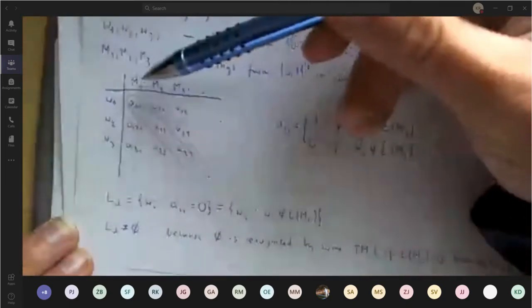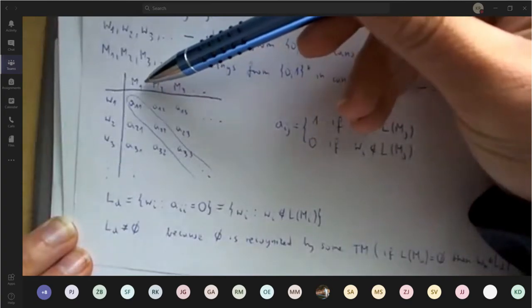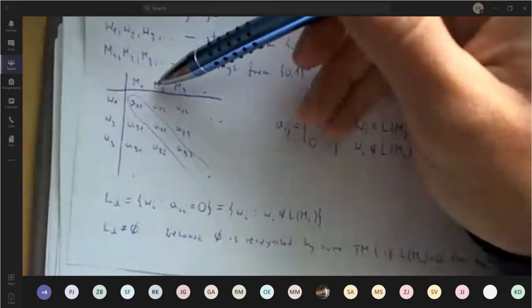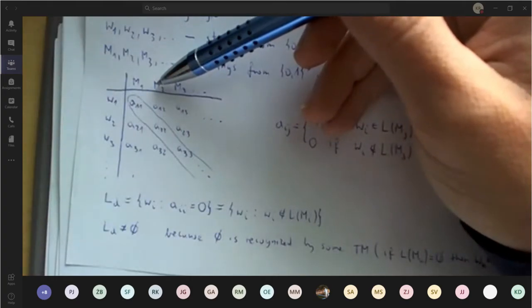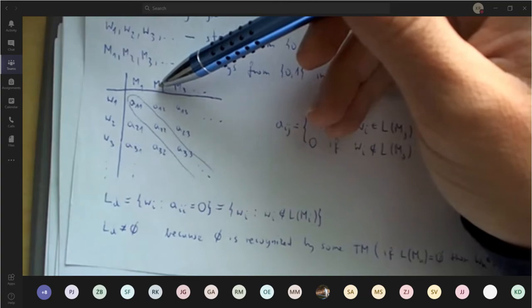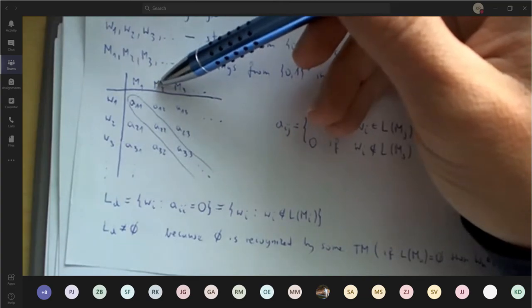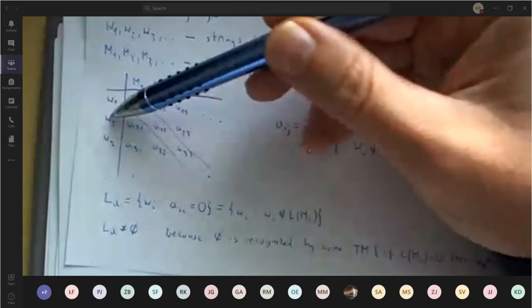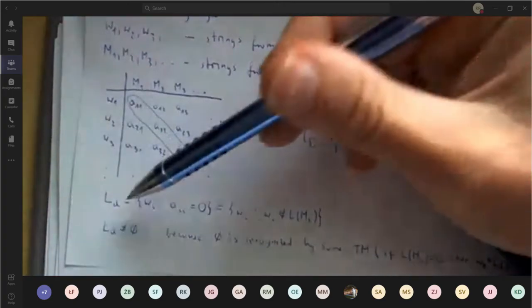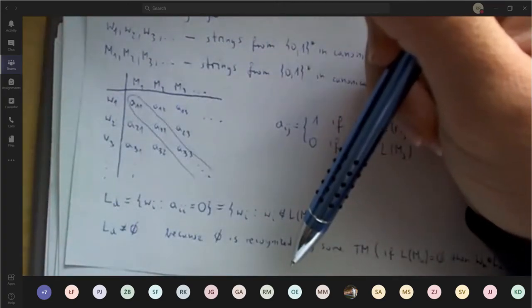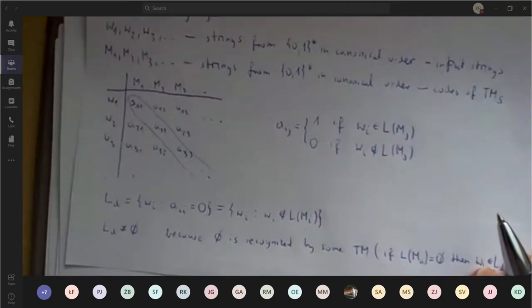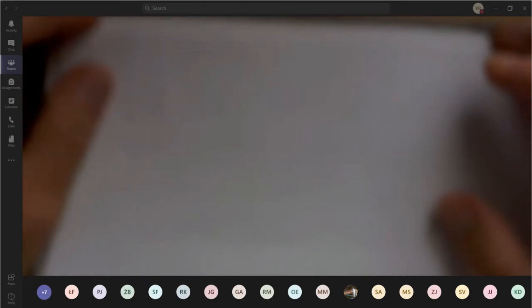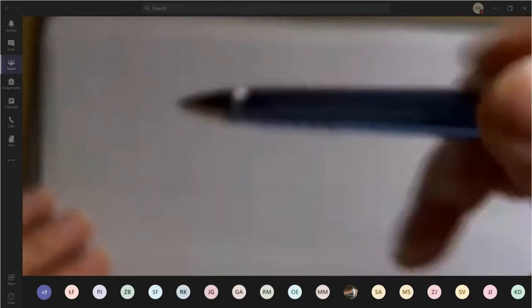For example, M2, the second string in the canonical order, is only 0, a string of length 1. So this is not a correct code of a Turing machine, so the language of M2 is empty. So w2 does not belong to the language of M2, so w2 belongs to the diagonal language. Okay, so we have defined the diagonal language, and now we will prove that this language is not recursively enumerable. Theorem.